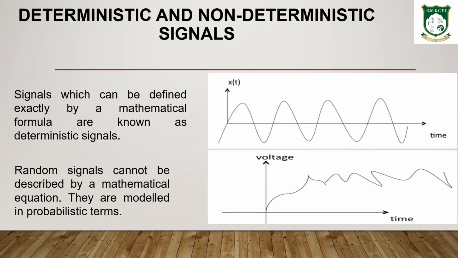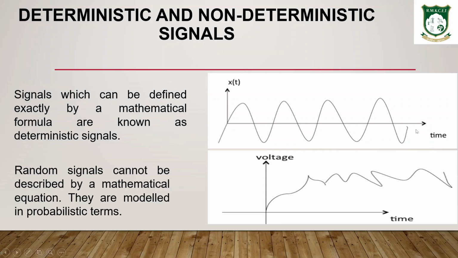Next classification: deterministic and non-deterministic signals. Deterministic means that if a signal can be represented by a mathematical equation or formula, then that signal is said to be a deterministic signal. So we can predict the values of a deterministic signal beforehand. For example, x of t is equal to sin t, x of t is equal to e power j omega t, x of t is equal to cos t, like that. At any time we can predict the value. Those types of signals are said to be deterministic signals.